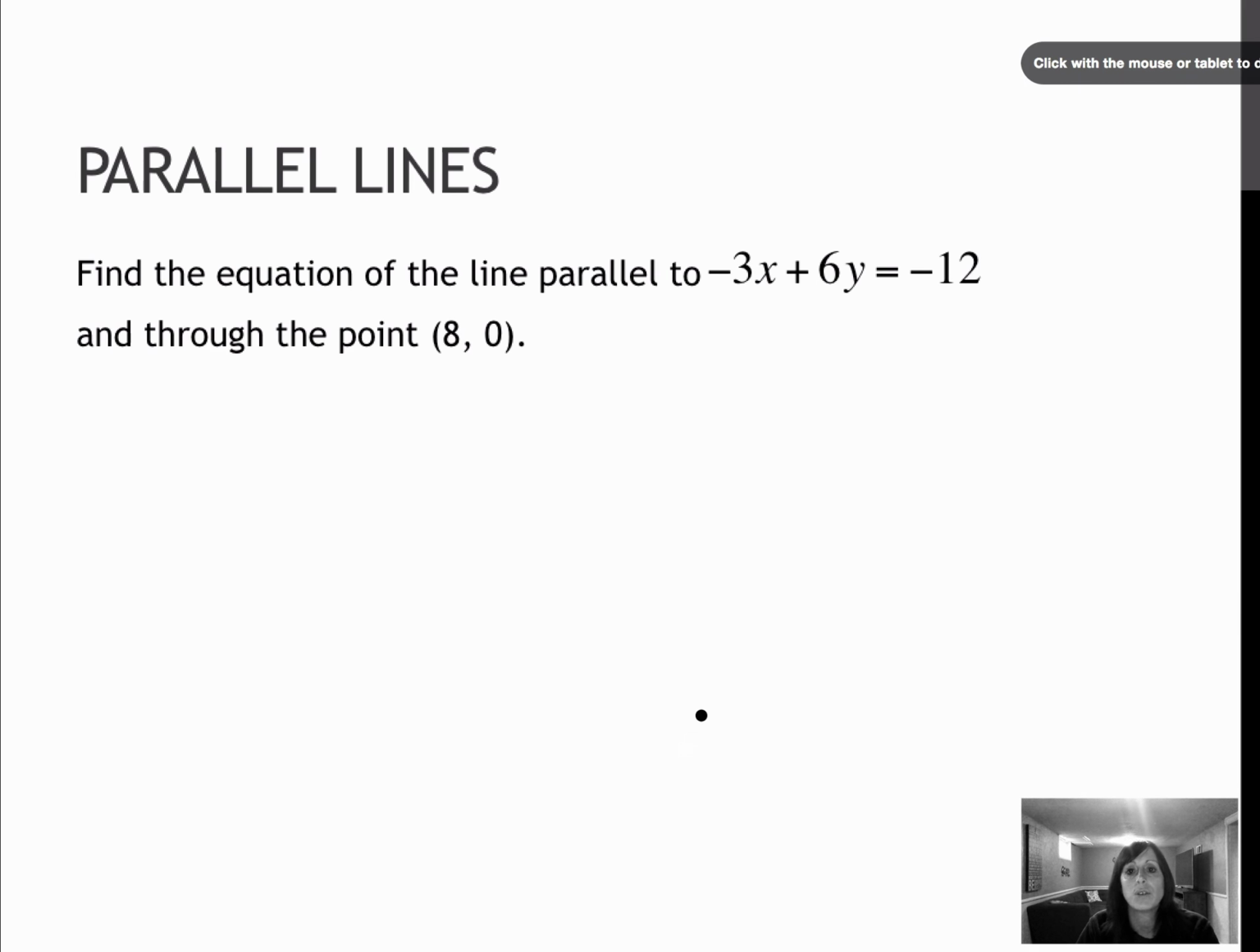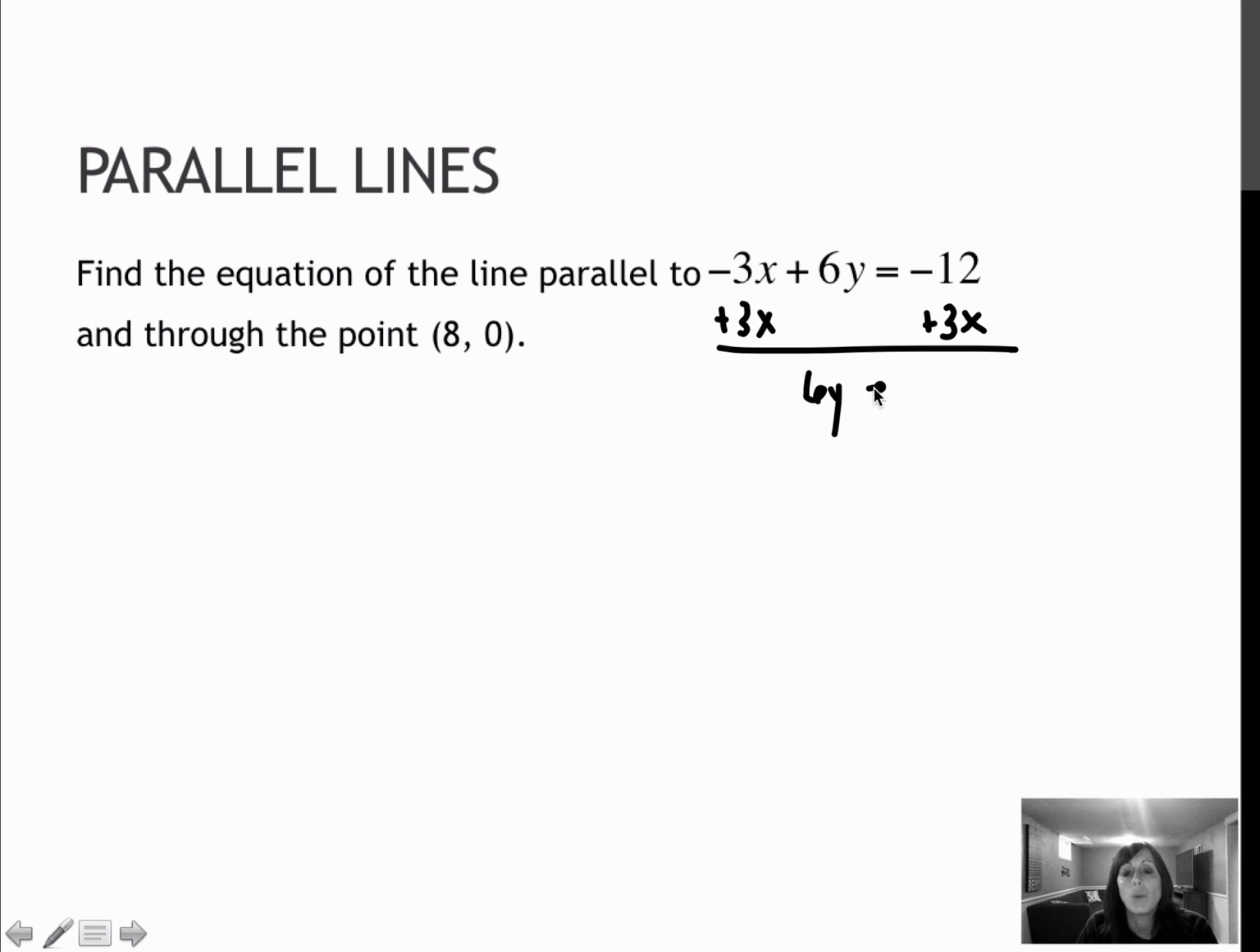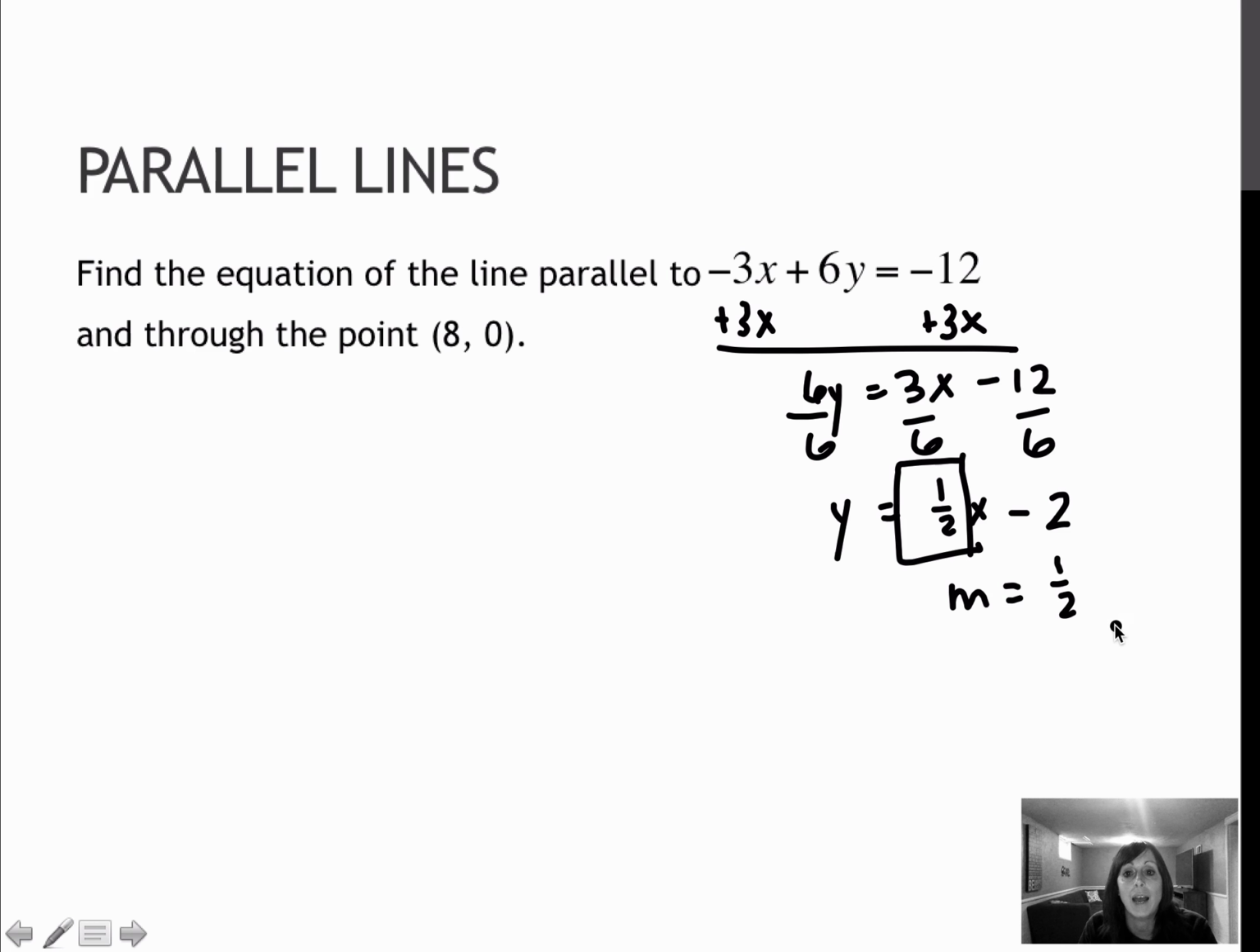Here's another for us to try. Again, I'm not going to graph this one. I'm just going to go straight to turning this into slope-intercept form so that when I'm done, I know what the slope of my existing line is. When I divide by 6 everywhere, I get y equals 1/2 x minus 2. Again, I don't care about the minus 2. I care about the fact that the slope of this equation is 1/2. And it goes through the point (8, 0).